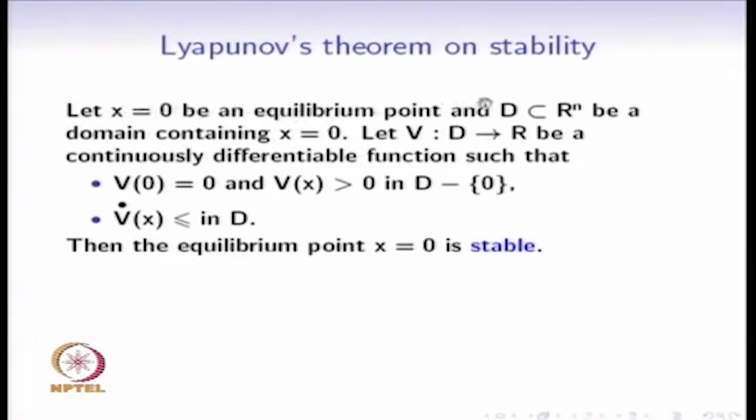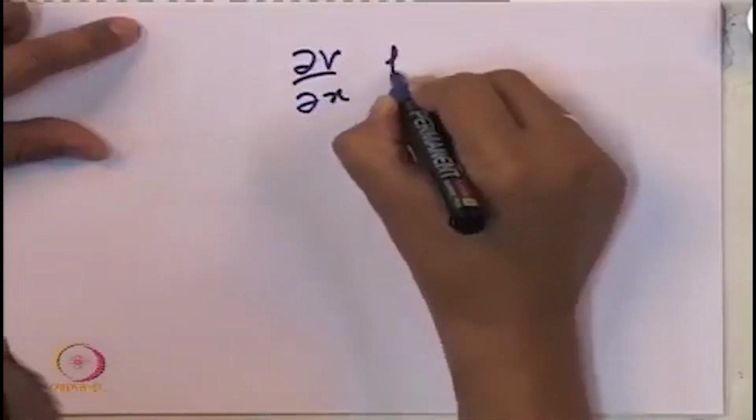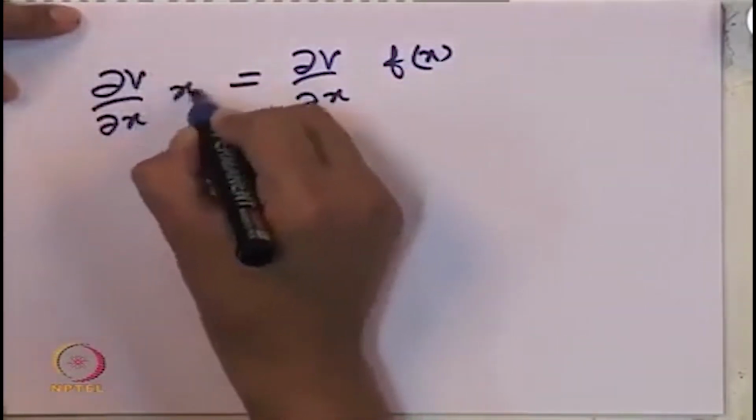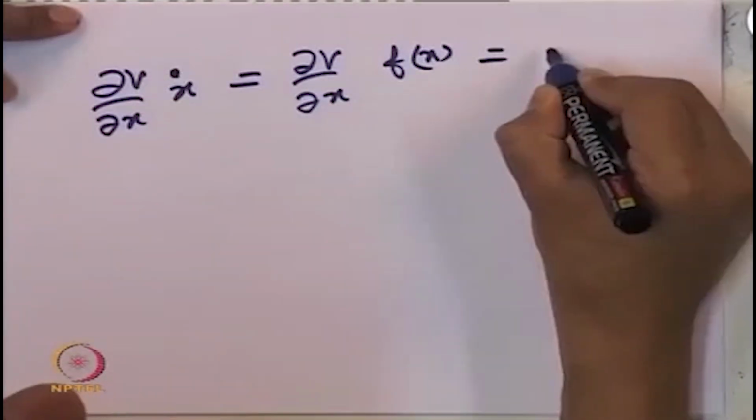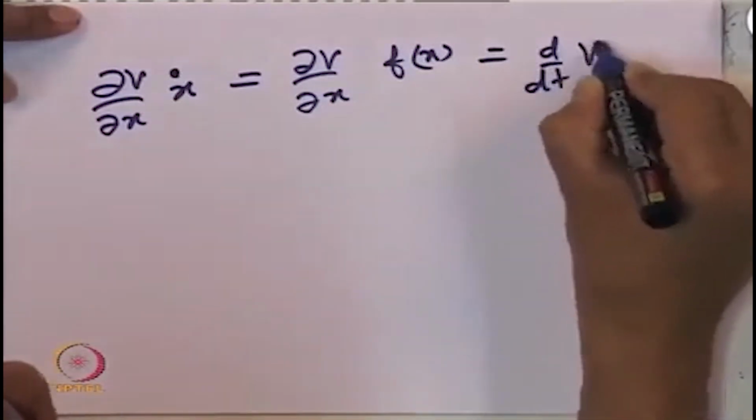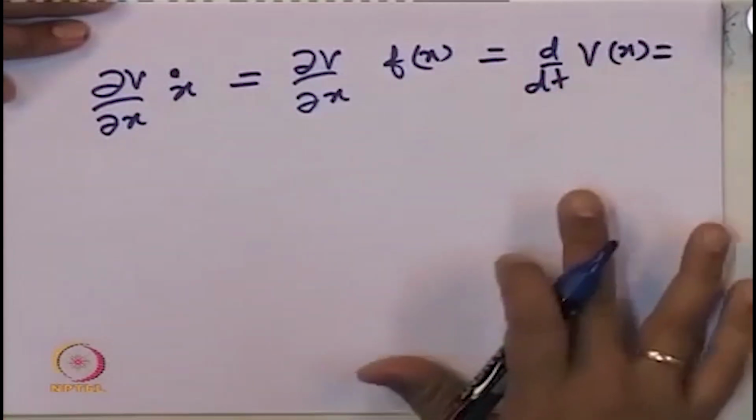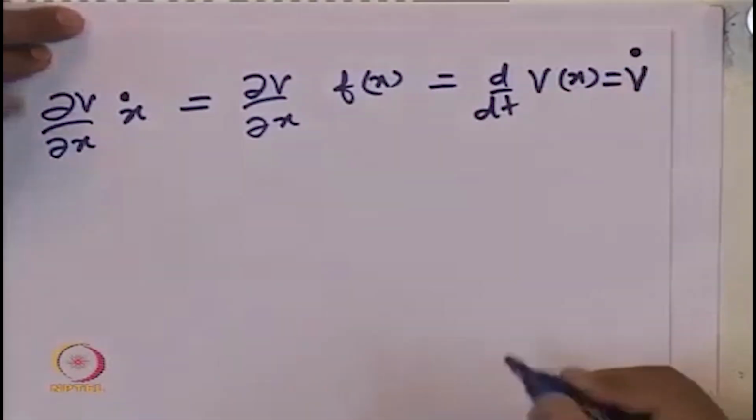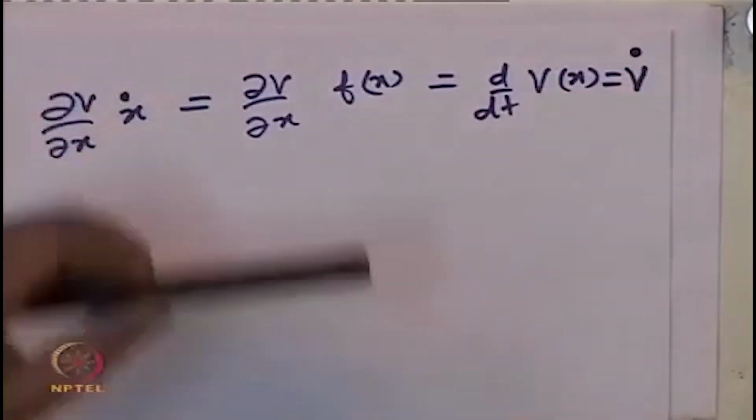x equal to 0 is an equilibrium point of the dynamical system x dot is equal to f of x. So, with respect to that dynamical system, V dot of x is defined. What is V dot of x? In general, it is del V by del x times f of x. Why? Because this is nothing but del V by del x times x dot, and this is what d by dt of V of x is, which we have denoted by V dot. This dot here we will reserve only for rate of change with respect to time.